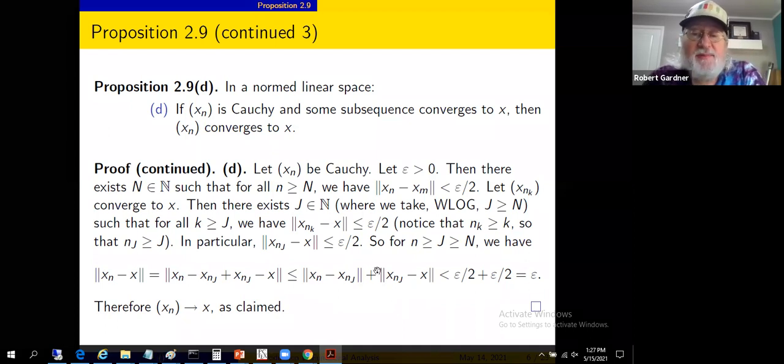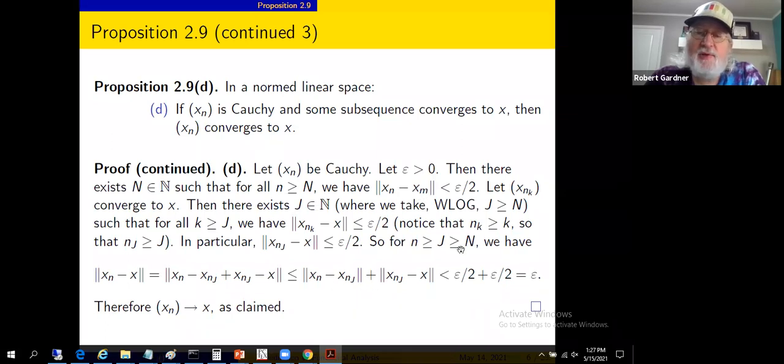Each of these are less than epsilon over 2. The second one is less than epsilon over 2 because that's what it says right there. The first one is less than epsilon over 2 by the Cauchy property. We got this going on, provided the indices are at least capital N, lowercase n is at least capital N, and x_{n_J} is also at least capital N. Remember, we have n_J greater than or equal to capital J, and in turn, greater than or equal to N. So these indices are sufficiently large that that norm is less than epsilon over 2.